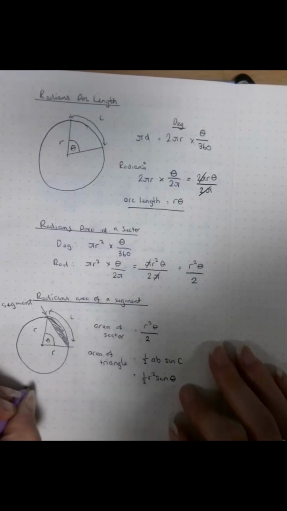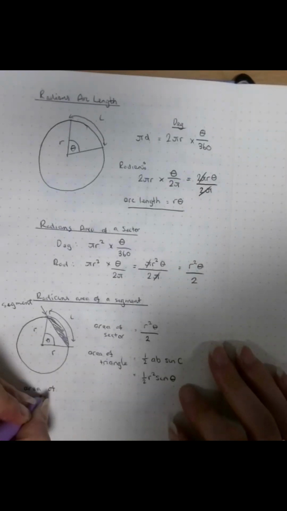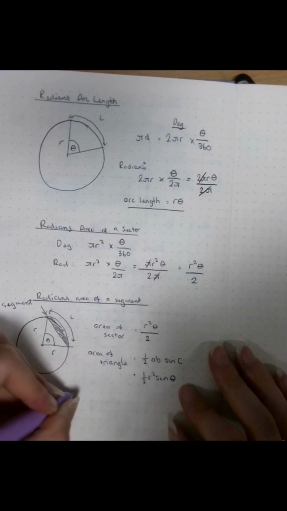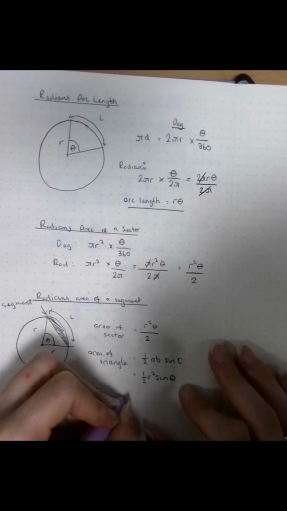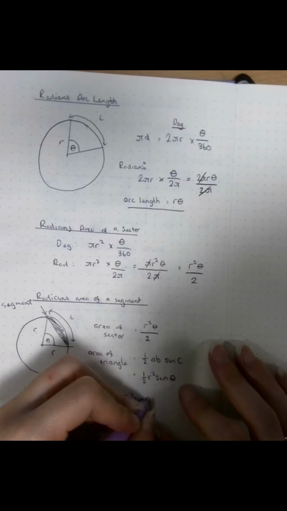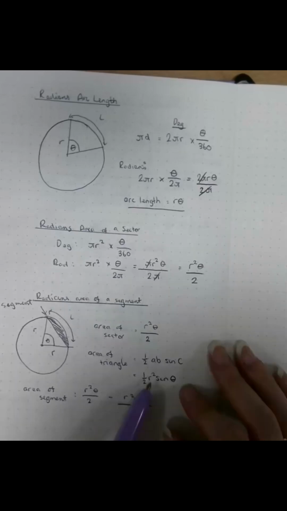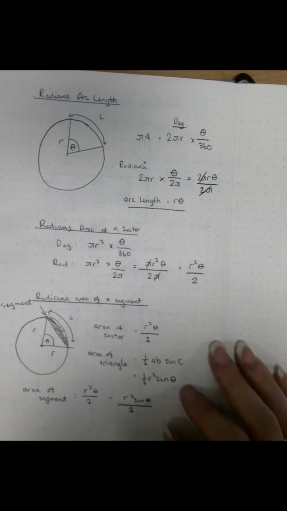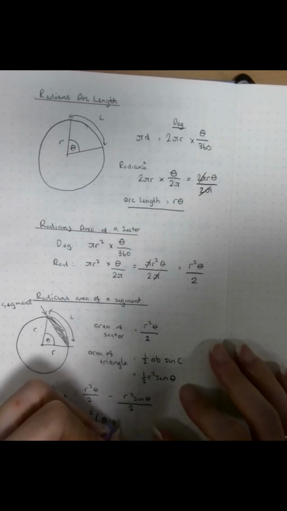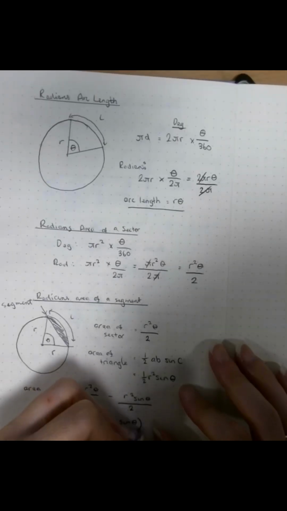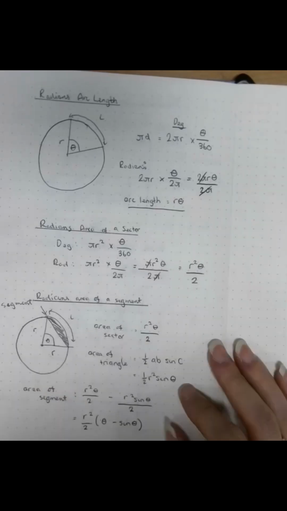Now for the area of the segment, we just subtract those from each other. So r squared theta over 2 minus r squared sine theta over 2. All I've done there is divide the whole thing by 2 rather than leave it as a half, because that makes it nicer to clean up. Let's put everything they share on the outside. They both share an r squared and they both share a 2. That leaves us with theta minus sine theta, and that will give us the area of a segment.